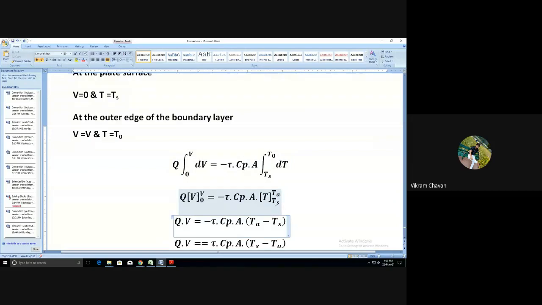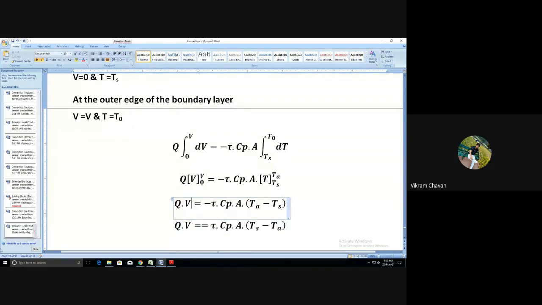Okay, upper limit minus lower limit, so Ta minus Ts. So we will get the equation Q multiplied by V is equal to tau multiplied by Cp multiplied by A inside the bracket Ta minus Ts. Further, if you take this negative sign inside the bracket, minus tau is there, so Ta becomes minus Ta and minus Ts becomes plus Ts. So we will get inside the bracket Ts minus Ta. So Q multiplied by V is equal to tau multiplied by Cp multiplied by area multiplied by Ts minus Ta.